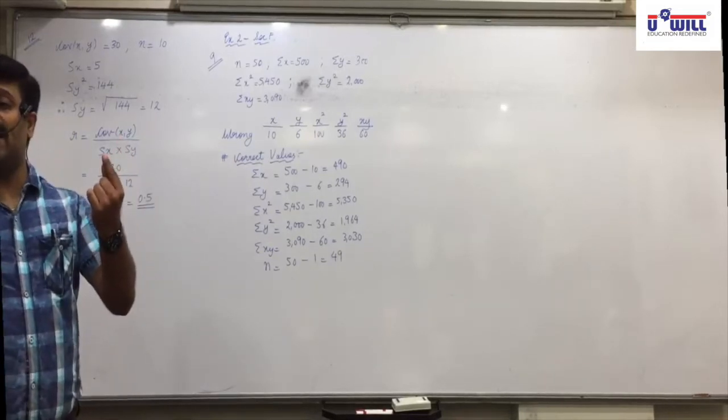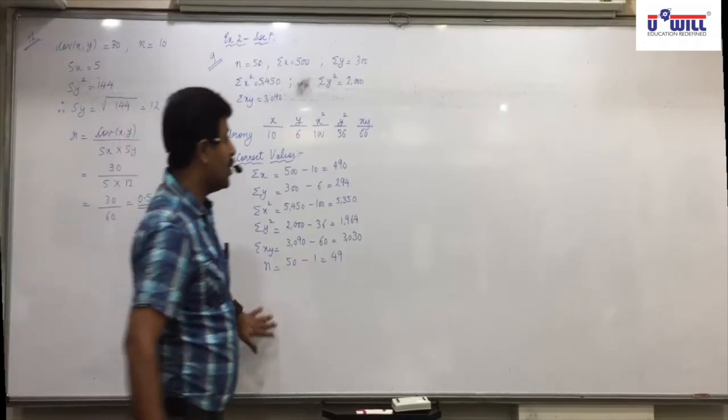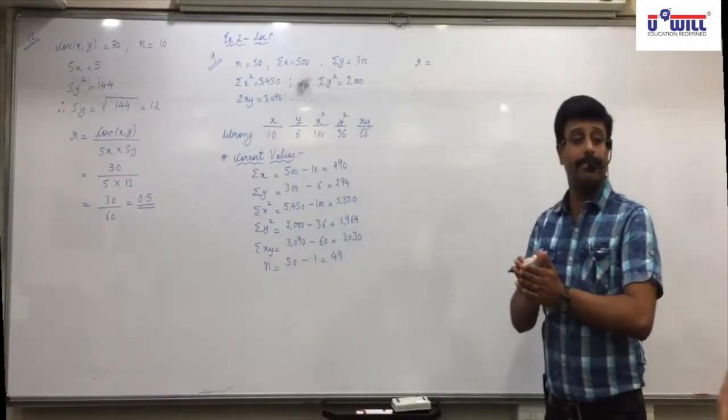One pair of value 10 and 6 is removed, excluded. So 50 minus 1, 49.